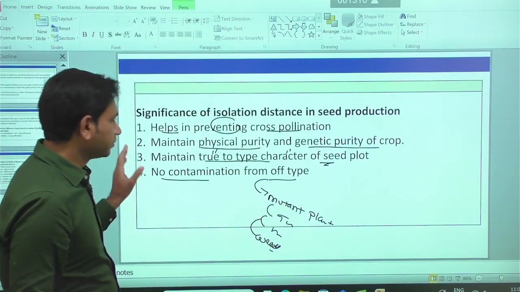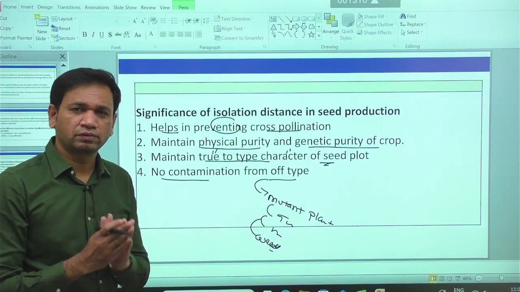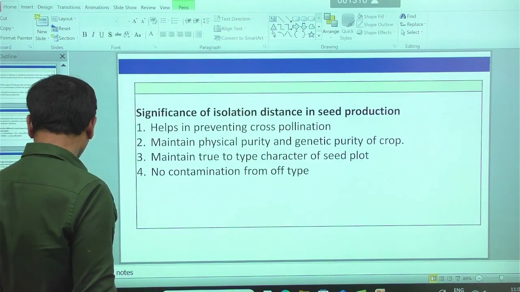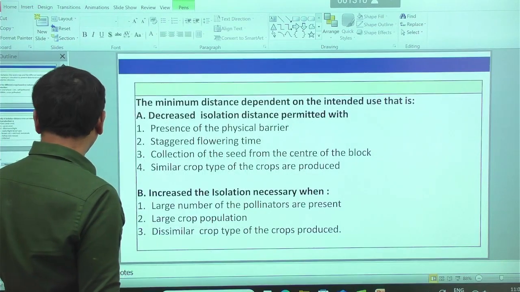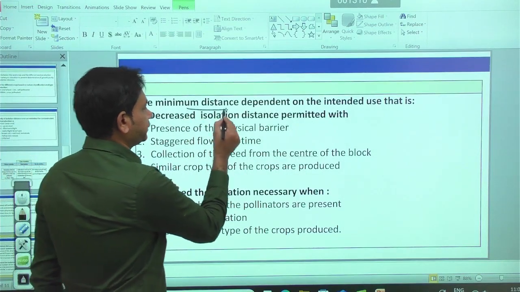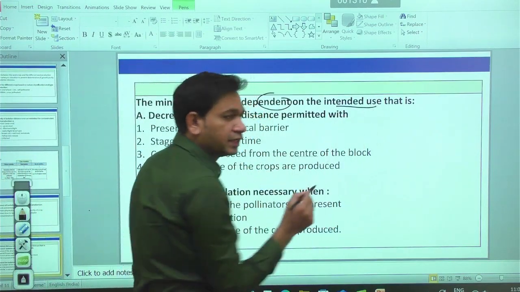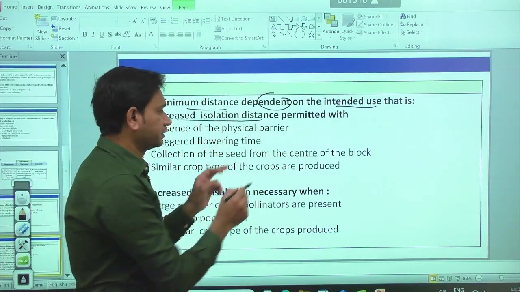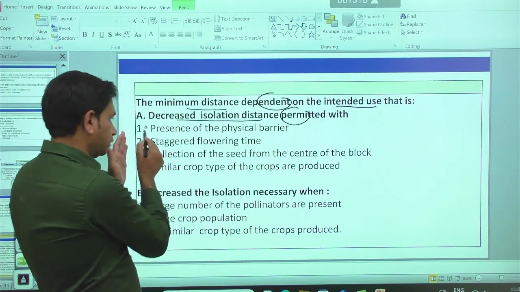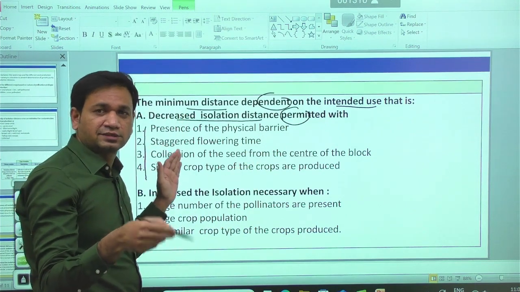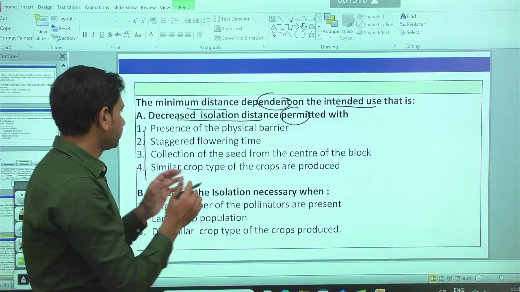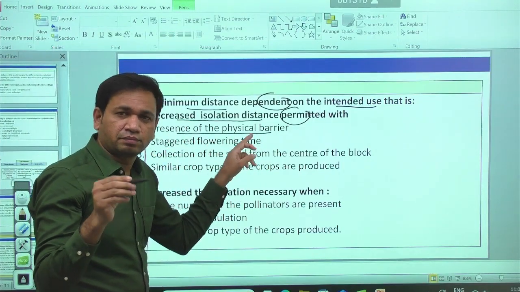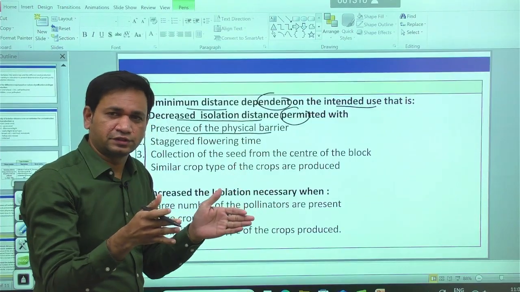So these are the significances whenever you follow the minimum distance from one field to another field. Here again, the minimum distance depends on the intended use. Decreased isolation distance can be permitted under certain conditions or circumstances. For example, the presence of a physical barrier. Whenever you are doing seed production with the help of a physical barrier, we can reduce the distance. So that is accepted.